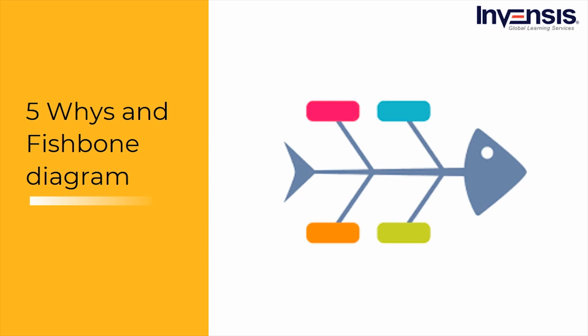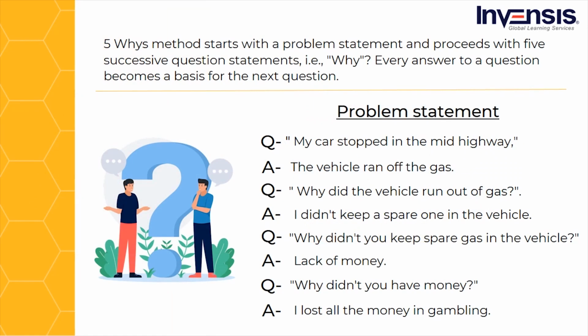Unlike the fishbone diagram, the 5 whys method starts with a problem statement and proceeds with 5 successive question statements, that is, why. Every answer to a question becomes a basis for the next question. Let's take an example to understand the concept of 5 whys and how it works. Let's consider a problem statement. My car stopped in the mid-highway, then obviously one would ask its reason. You would ask, why did your car stop?